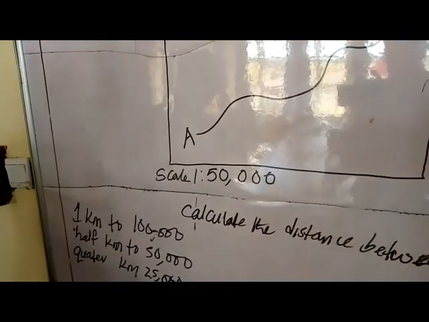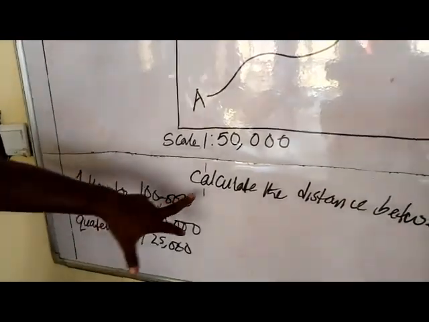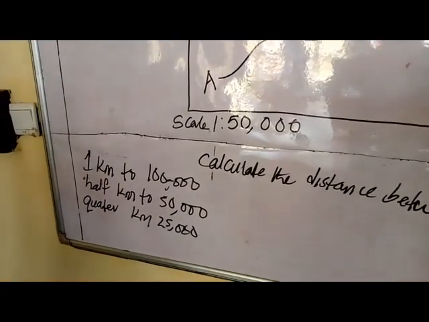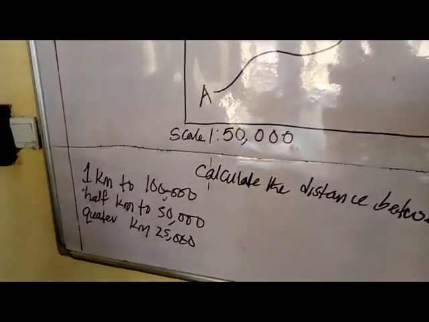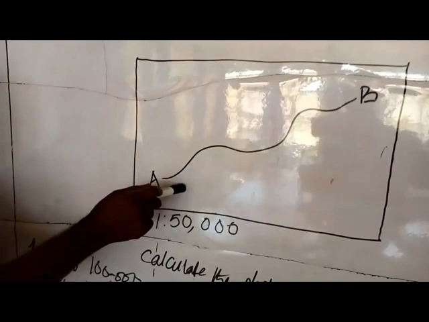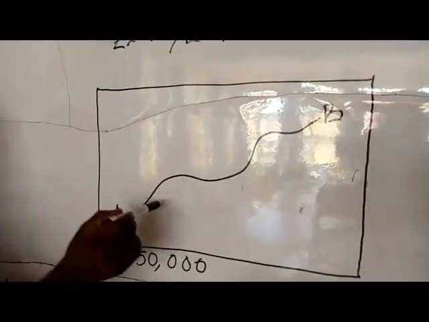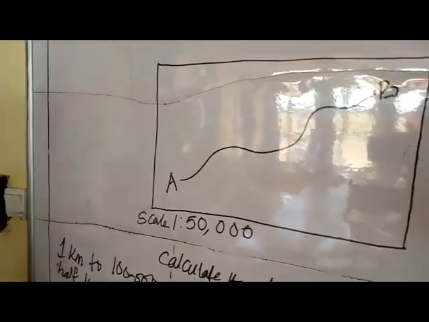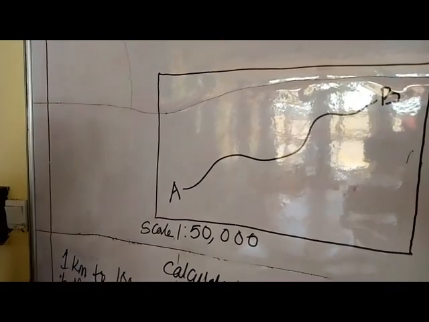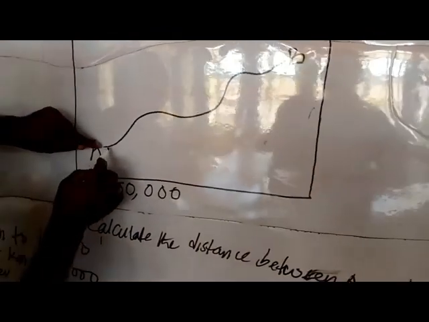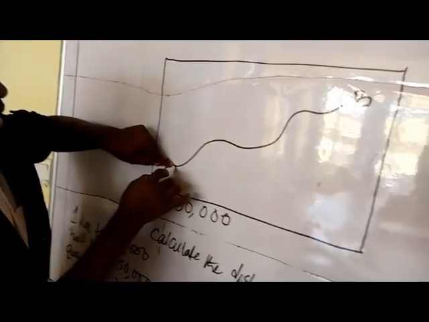Having understood that, we are asked to calculate the distance between A and B. First and foremost, we know what our scale is. But here on this map, we do not know exactly what the measurement is. How do we determine that? Since this is an irregular shape, we use our thread along this particular irregular shape.